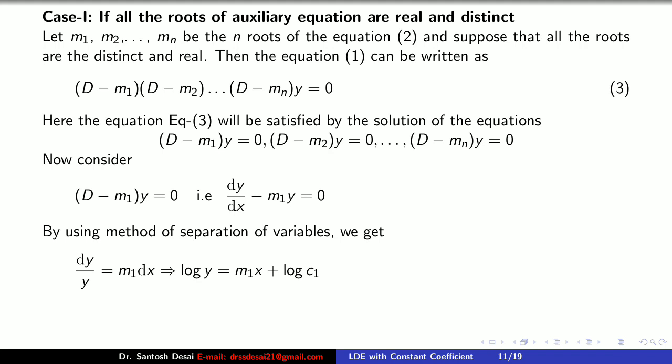And on simplifying, we will get y is equal to c1 e raised to m1x. So therefore, the solution of (D minus m1)y is equal to 0 is y is equal to c1 e raised to m1x. Similarly, one can obtain the solutions of (D minus m2)y equal to 0 and so on, (D minus mn)y equal to 0. And therefore, the solution of (D minus m2)y is equal to 0 is y is equal to c2 e raised to m2x.